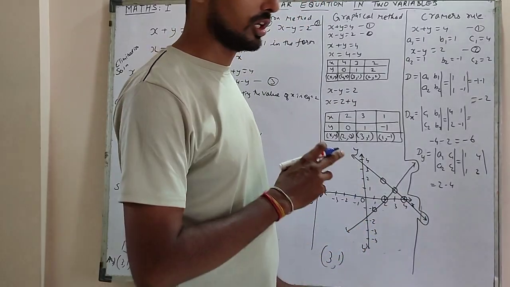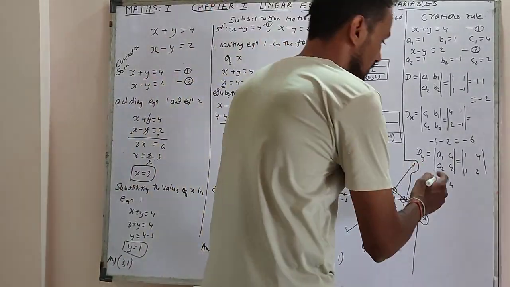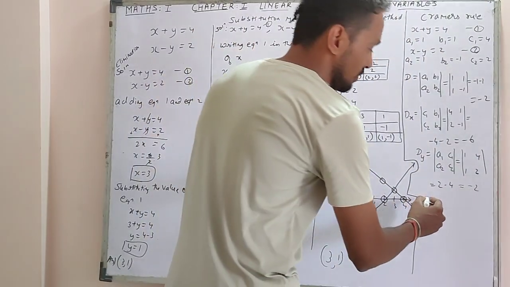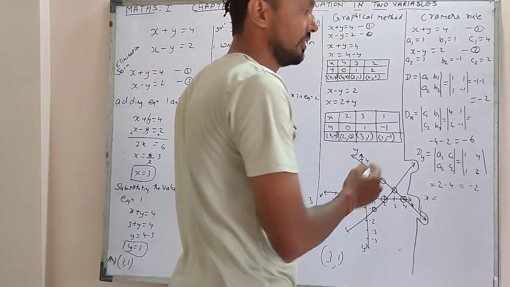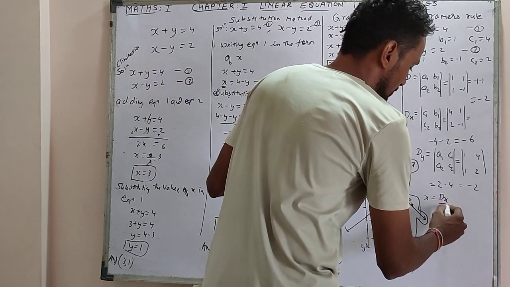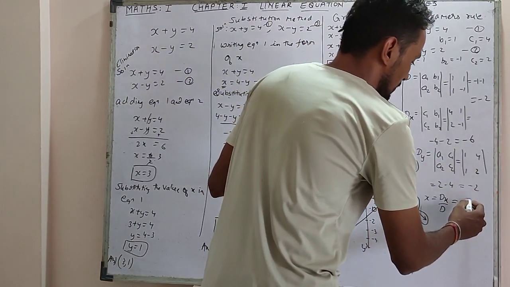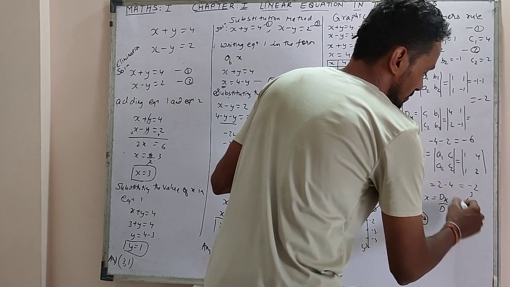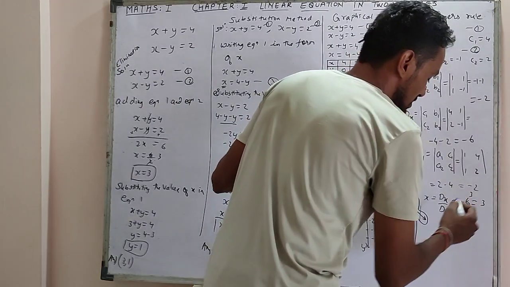Sorry for the interruption. I thought that I was going wrong, but I am not wrong. So this is 2 and minus 4, that will be minus 2. Now we are supposed to find out the value of x. To find the value of x, we divide Dx by D. So what is Dx here? It is minus 6 by minus 2. That is 2 threes are 6, minus and minus get cancelled. The answer is 3.